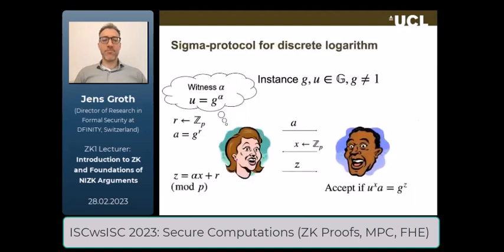Okay, so let me first jump to an exercise here. I want to give you an even simpler problem, a Sigma protocol for a discrete logarithm. Here the instance is g and u, and the witness is an alpha such that u is equal to g to the alpha, right? So the prover knows the discrete logarithm of u.